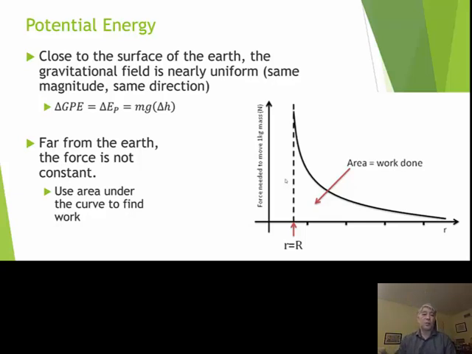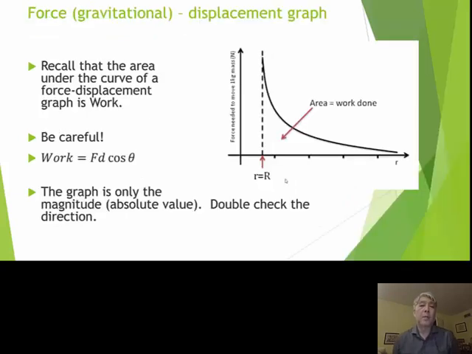The other aspect of Unit 7.2 is going to be potential energy. Close to the surface of the Earth, we've calculated potential energy primarily as m g delta H. But far from the Earth, the force is not constant, so we would need to do some calculus, integral calculus actually, to find the area under the curve, to find the work as the object moves from point A to point B. So remember that work is going to be calculated using force times distance times cosine of theta, but you're going to need to pay attention to the direction of force and displacement.